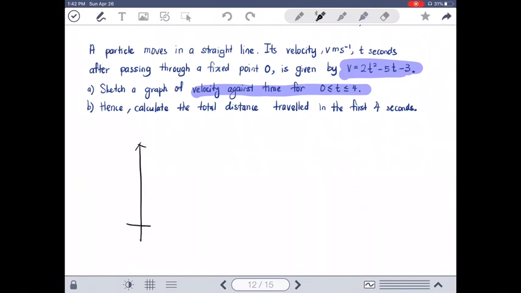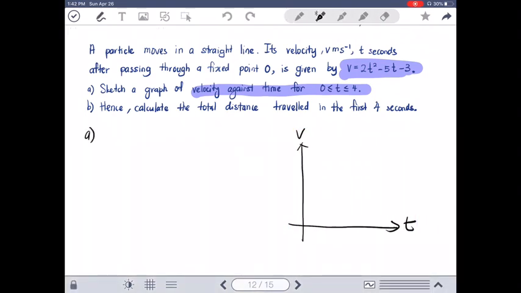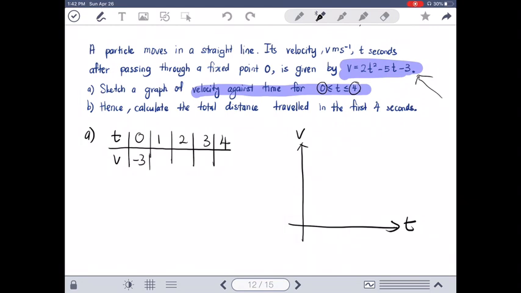So they want you to draw a graph of velocity against time, and obviously if you want to draw, we will need to produce a table. So t and v. t starts from 0 until 4, so 0, 1, 2, 3, and 4. Insert those values of t into this equation. The corresponding values of v will be negative 3, negative 6, negative 5, 0, and 9.